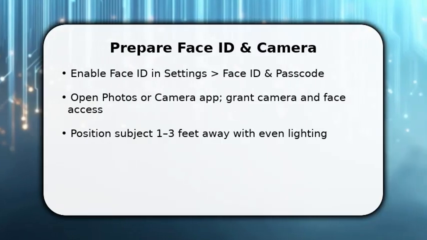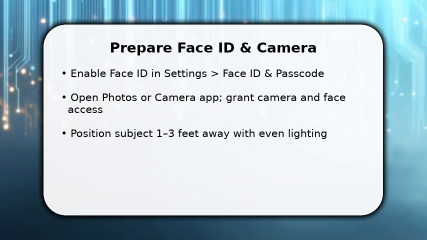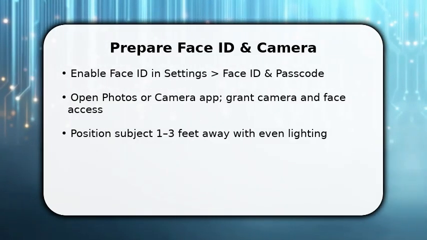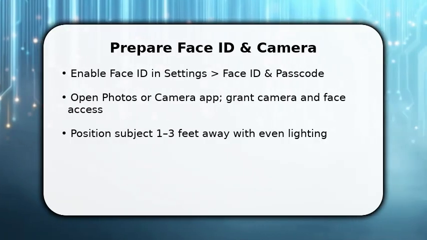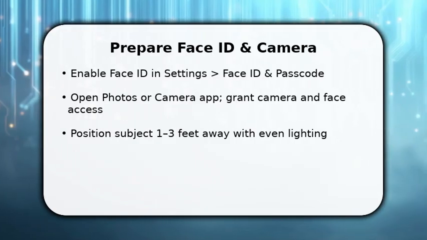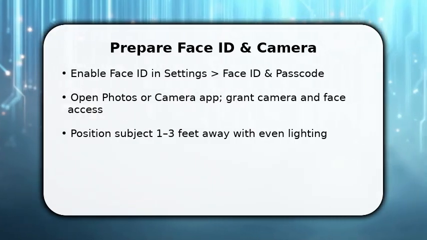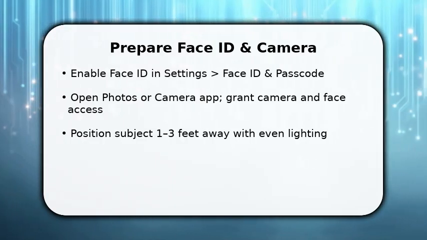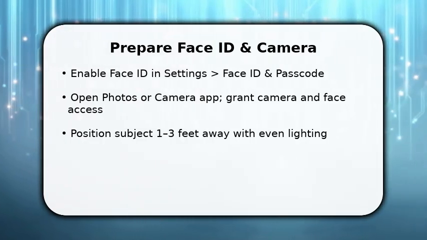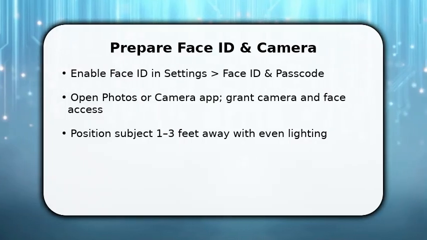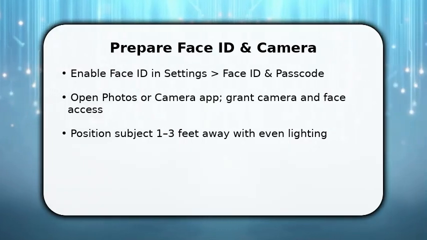You start by confirming Face ID is active and camera permissions are granted. This lets the system map faces for tagging and quick access. Next, open the Camera or Photos app and choose Portrait or Regular mode depending on effect. Position the subject roughly 1 to 3 feet from the lens, avoid backlighting, and make sure the face fills the frame but isn't cropped. Once done, you'll capture accurate facial data and consistent results in subsequent steps.